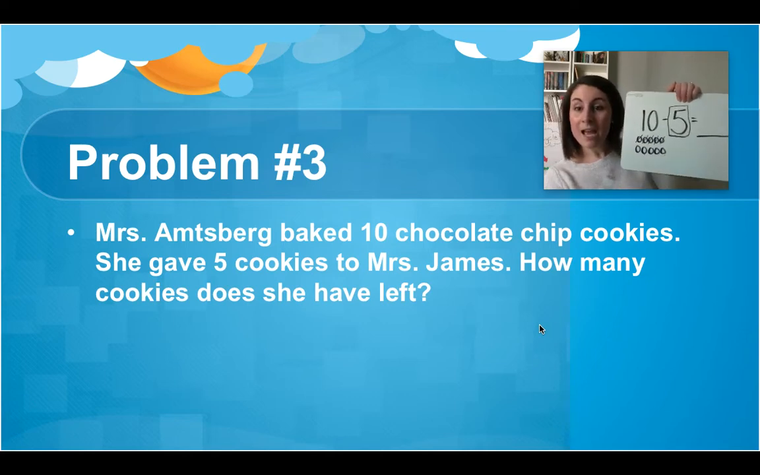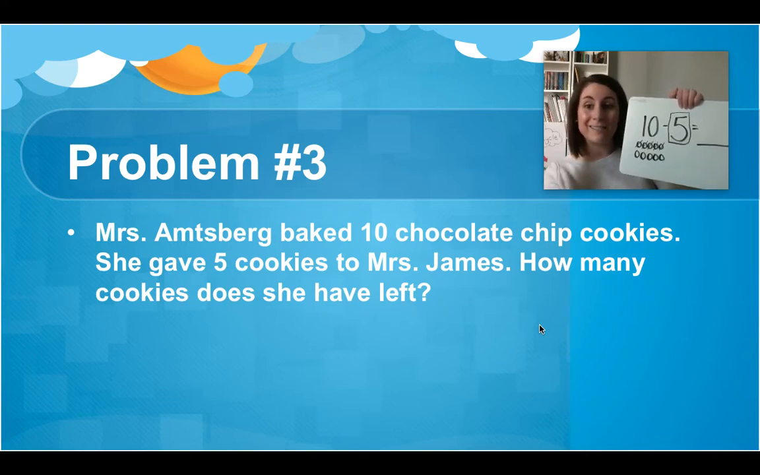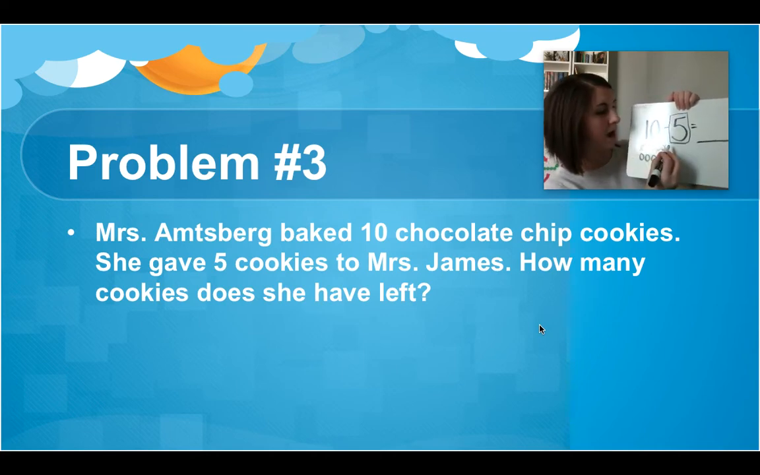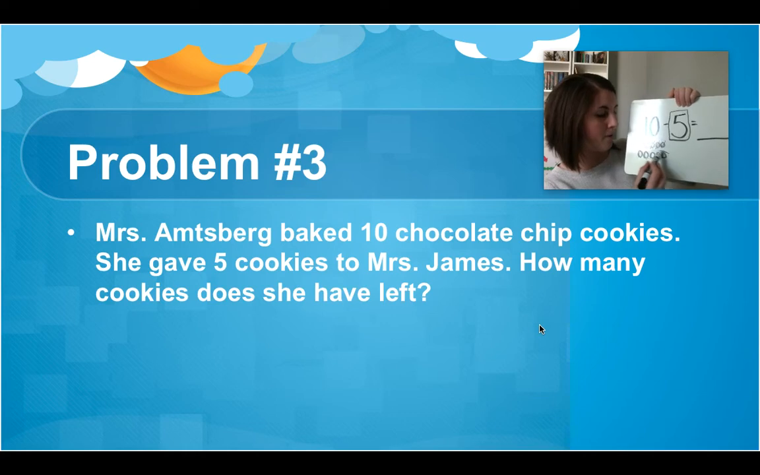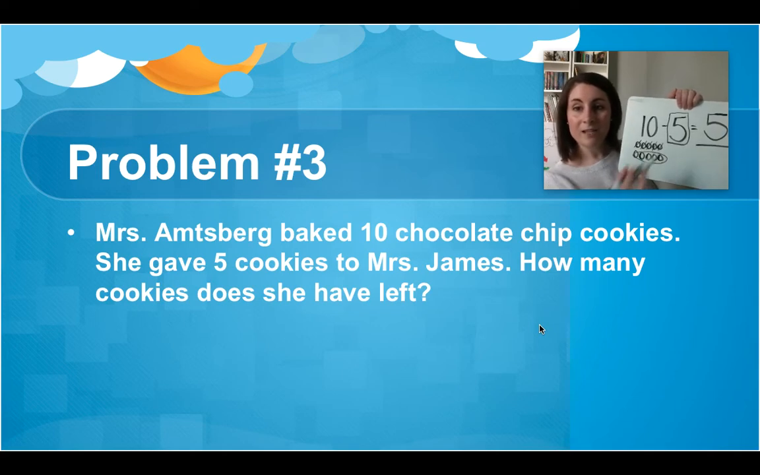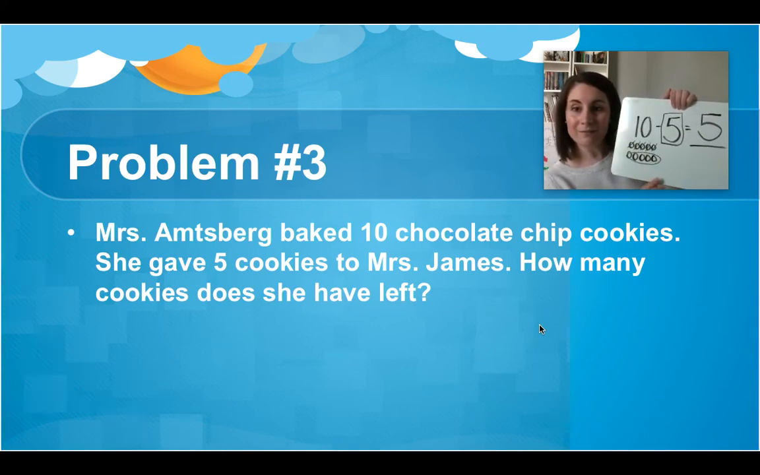Perfect. And if you knew that because it's a doubles fact, awesome, even better. But still show your work, because showing your work lets the teacher know and your parents know how you solve the problem. We know you're smart up here. Sometimes we need to see it on your paper too. Okay? So we have 5 that were taken away, and we have 5 that are left over. So our answer is 5. 10 minus 5 equals 5.